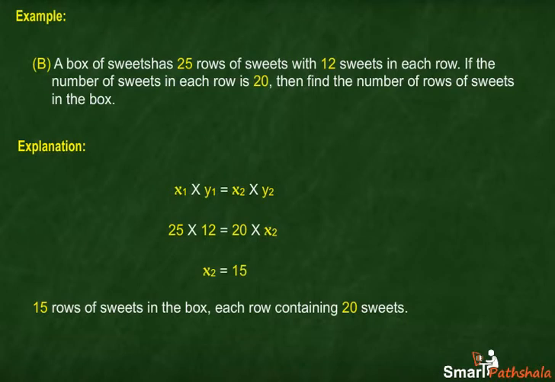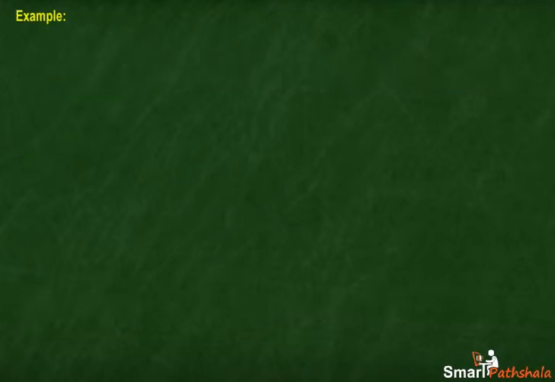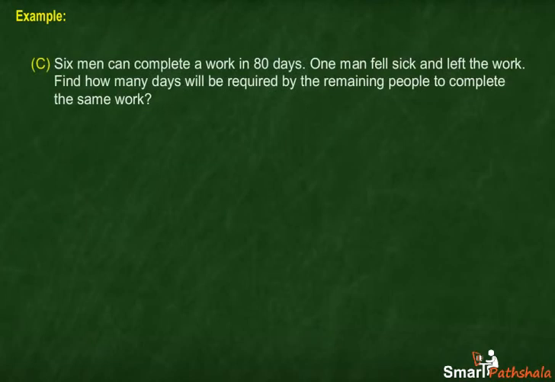Students, look at the example D. 6 men can complete a work in 80 days. One man fell sick and left the work. Find how many days will be required by the remaining people to complete the same work.